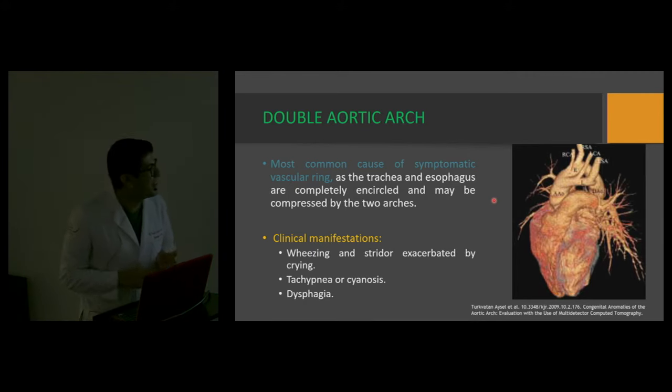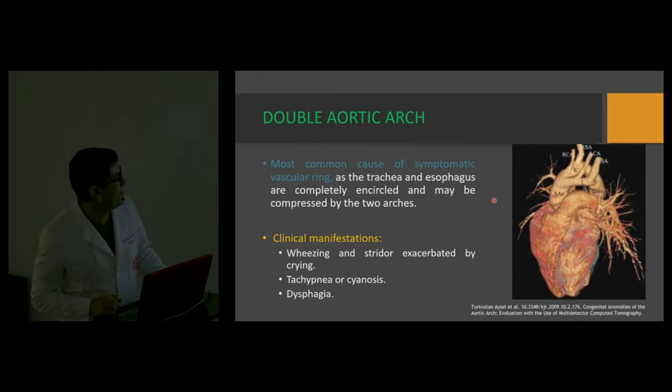It is the most common cause of symptomatic vascular ring, as the trachea and esophagus are completely encircled and may be compressed by the two arches. Clinical manifestations are wheezing and stridor exacerbated by crying, tachypnea and cyanosis, and dysphagia.